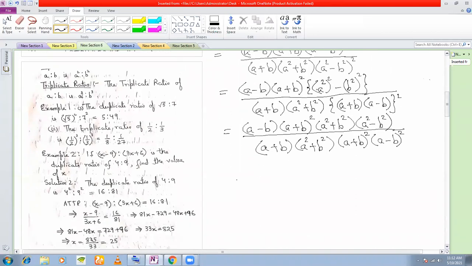Okay, now in the numerator, if you see, again I have this A square minus B square, which can further be factorized. All the other terms you cannot factorize any further.